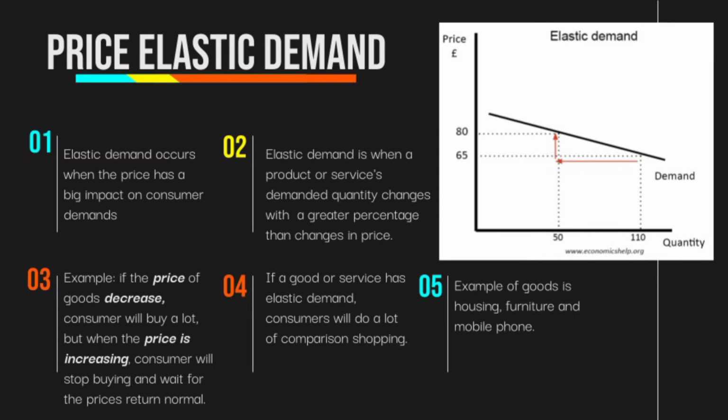Price elastic demand. Elastic demand occurs when the price has a big impact on consumer demand. Elastic demand is when the quantity demanded of a product or service changes by a greater percentage than the change in price. For example, if the price of goods decreases, consumers will buy a lot, but when the price increases, consumers will stop buying and wait for the price to return to normal.